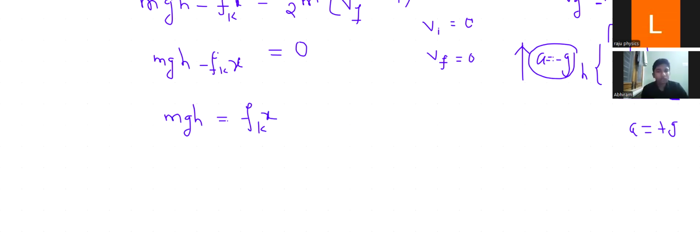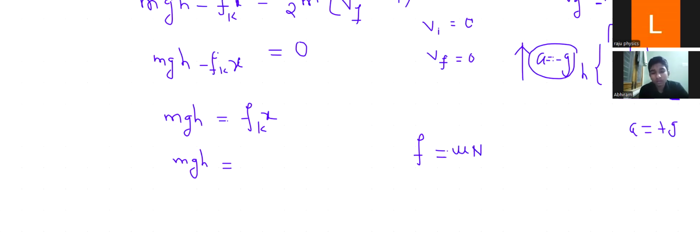Listen, Abhi. So Fk, friction force. What is the formula? Friction force is, already I'm writing minus, Abhi. What is the friction force formula? Mu into mu mg.